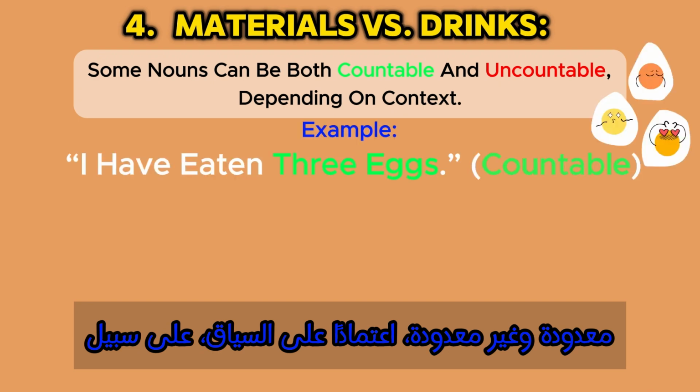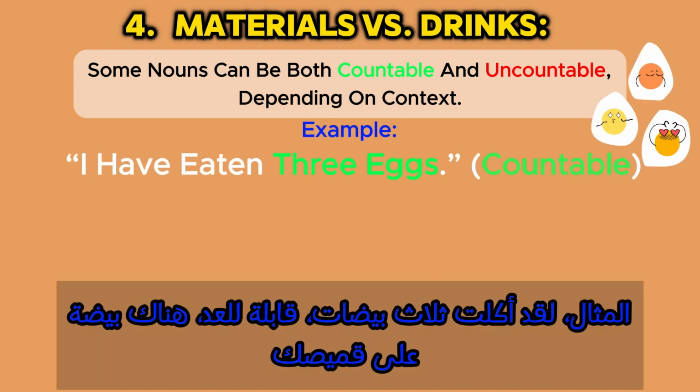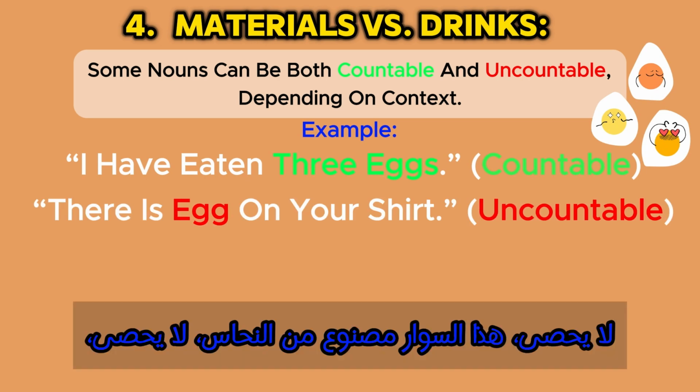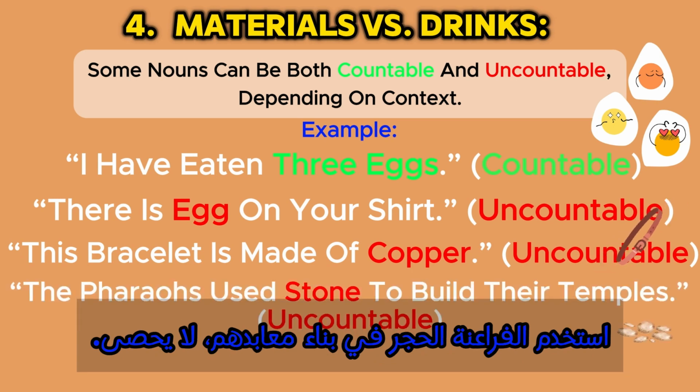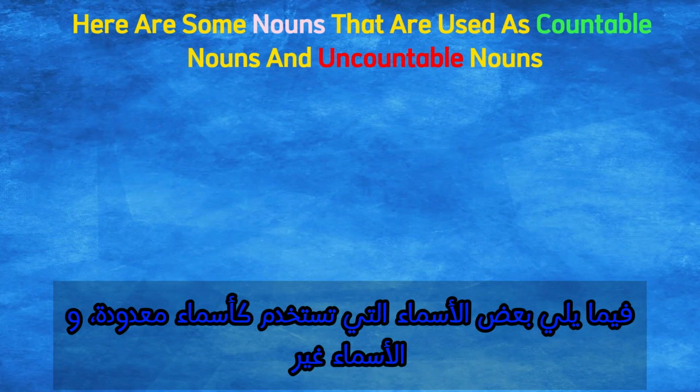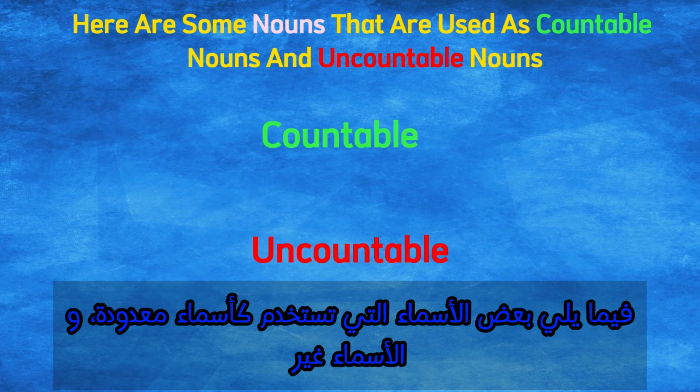Example: I have eaten 3 eggs. Countable: there is egg on your shirt. Uncountable: this bracelet is made of copper. Uncountable: the pharaohs used stone to build their temples. Here are some nouns that are used as countable nouns and uncountable nouns.